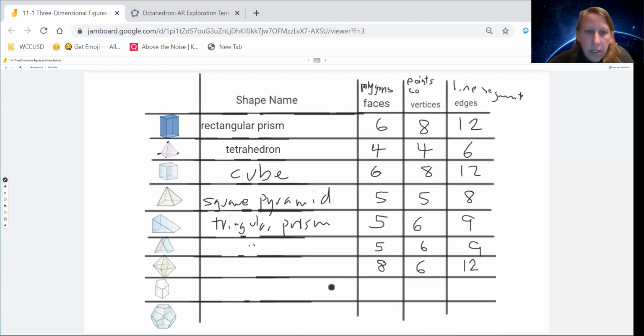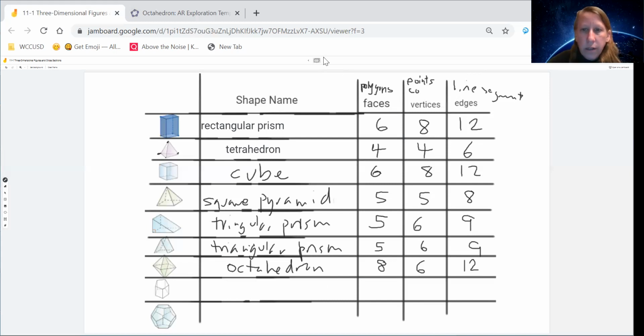Does anyone see any patterns? Is there anything you can do with these two numbers to tell you what this number is going to be? If I covered up this column and I said, just kidding, I'm not going to tell you how many edges, could you figure it out? Could you figure out how many edges if I gave you the faces and the vertices?